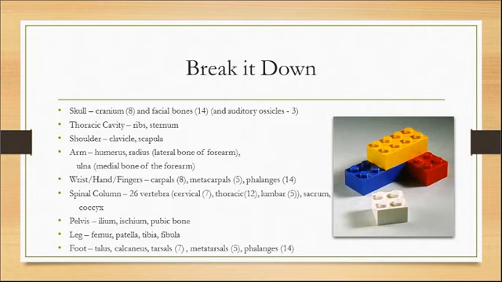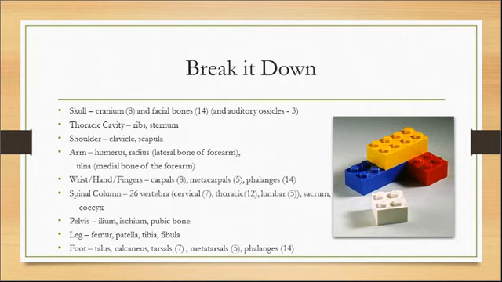The thoracic cavity, again, our ribs and sternum. Our shoulder, generally speaking, is our clavicle, scapula, and then sometimes the humerus is included in the shoulder. The arm, definitely the humerus, radius. The radius is the lateral bone of our forearm, and the ulna is our medial bone of our forearm. Our wrist, hands, and fingers.